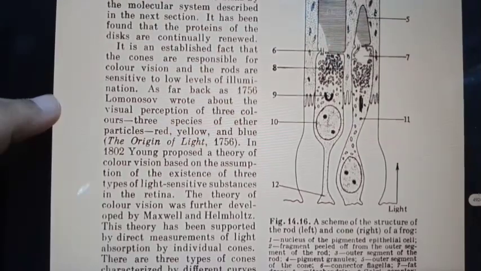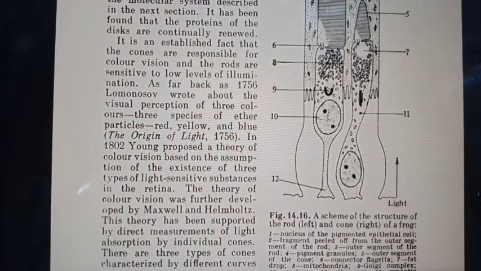It is an established fact that the cones are responsible for color vision and the rods are sensitive to low levels of illumination. As far back as 1756, Lomonosov wrote about the visual reception of three colors, three species of ether particles: red, yellow, and blue.